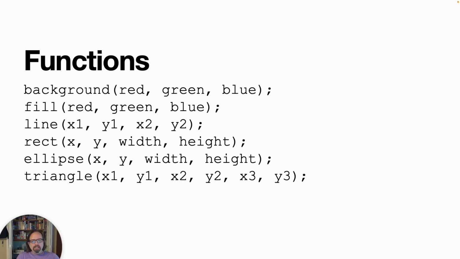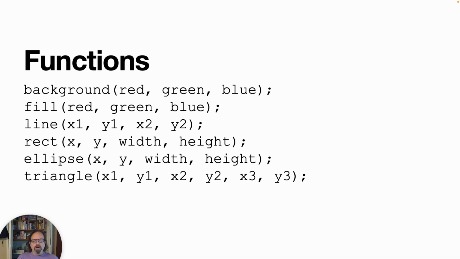You have a line, which has 2 points, the x1, y1, and then x2, y2, which draws a line between 2 points. You have rect, which has an x and a y and a width and a height. And you have an ellipse, which has an x and a y and a width and a height. And you have a triangle, which basically takes 3 points, x1, y1, x2, y2, x3, y3. So those are all the things you can use to basically draw any shapes.